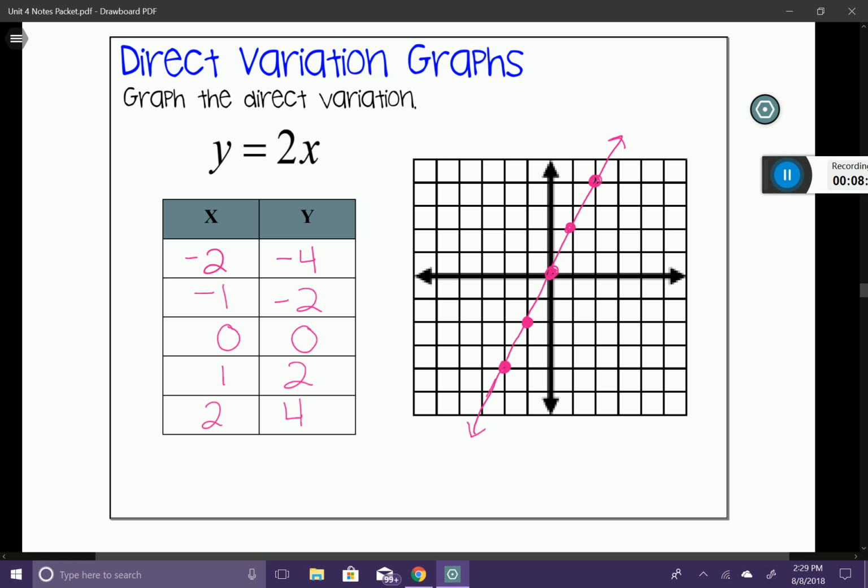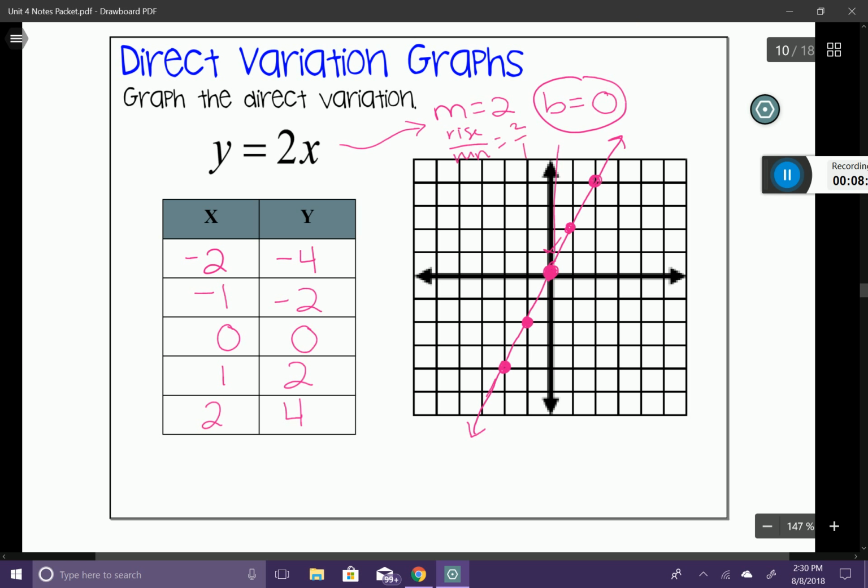The other thing I could have done to simplify this and to graph it would be just to look at the equation. I can see that my slope is 2. And I can see that my y-intercept is 0 because it doesn't have anything being added or subtracted next to it. So therefore, I could immediately take my y-intercept and graph it. And then from there, find my rise over my run, which would be 2 over 1, plotting all of those points. So I could either go directly from the equation or I could create a table of values. Either is perfectly fine to graph a direct variation.